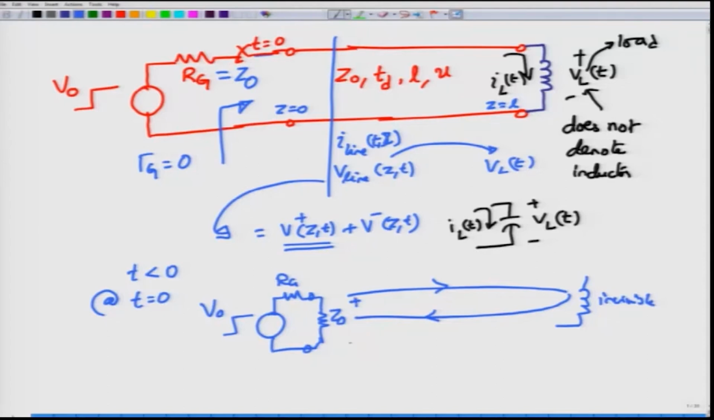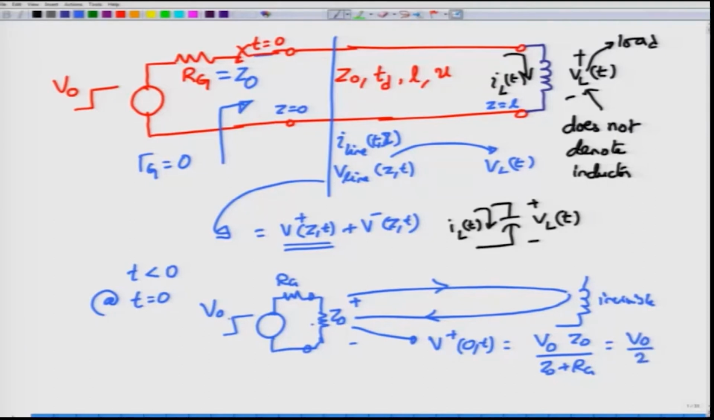Consequently, it will generate an incident voltage which we will label as V plus. So at the source side it would be V plus of 0 comma t, which would be V0 divided equally between Z0 and Rg. In this case we have considered Rg to be equal to Z0, therefore the voltage amplitude will be V0 by 2.